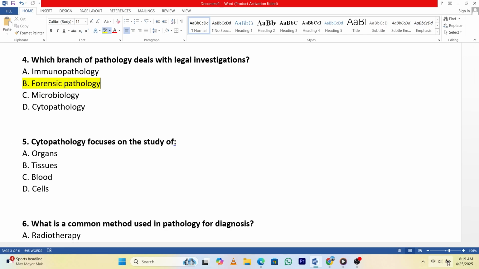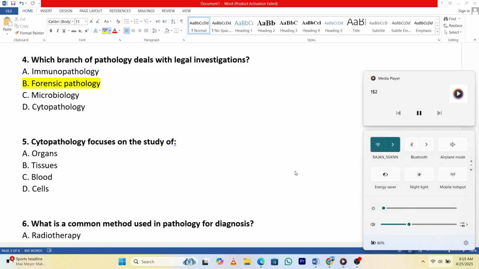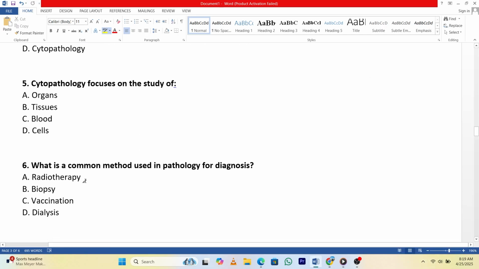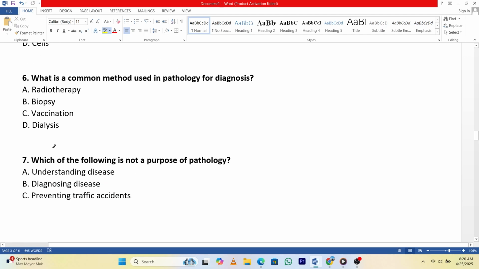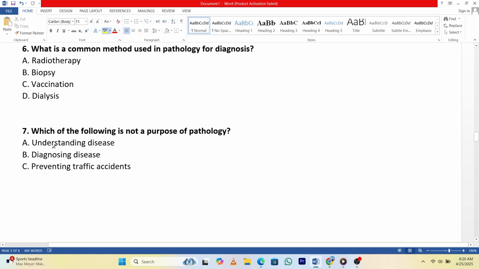5. Cytopathology focuses on the study of A. Organs. B. Tissues. C. Blood. D. Cells. Answer: D. 6. What is a common method used in pathology for diagnosis? A. Radiotherapy. B. Biopsy. C. Vaccination. D. Dialysis. Answer: B.